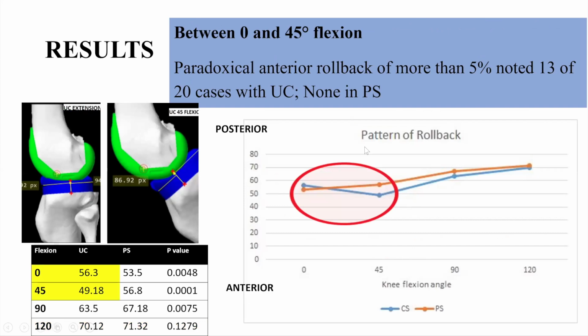However, if you look between 0 and 45 degrees, this is what we found. The orange is the ultra congruent inserts. They tended to have a slightly posterior starting point, and then as they go from 0 to 45, there was some paradoxical anterior movement, and this was noted in about 13 out of 20 cases with the ultra congruent insert. None of the cases in the PS showed this kind of paradoxical anterior rollback or anterior sliding in the initial 0 to 45 degrees of flexion.